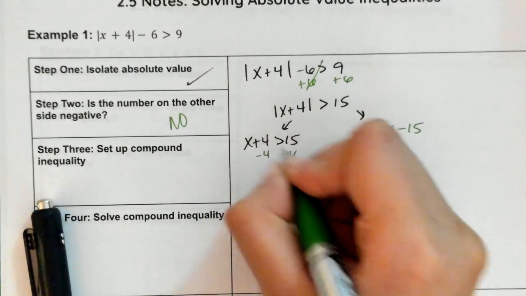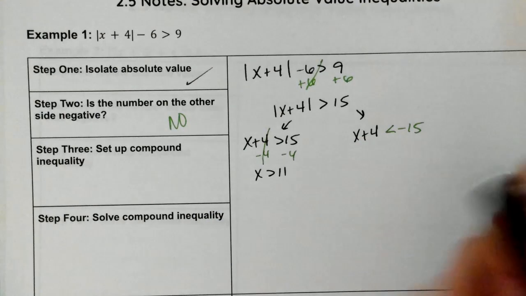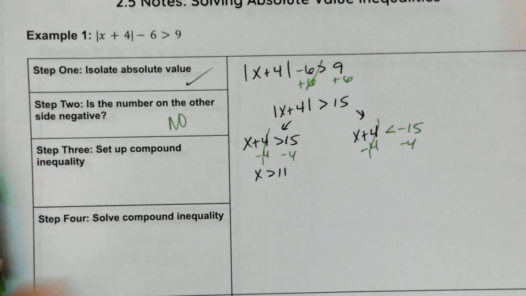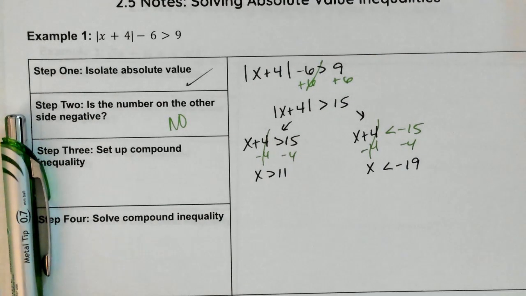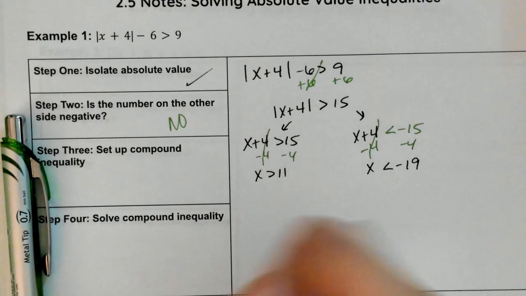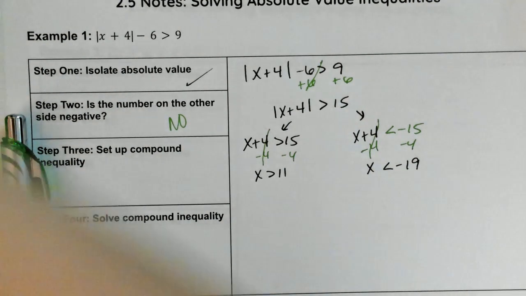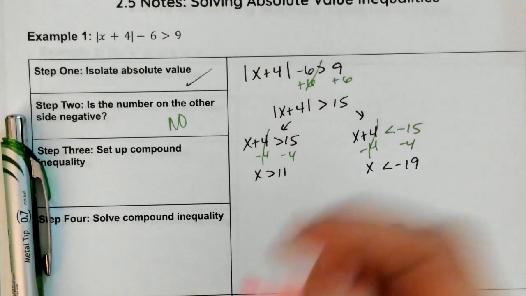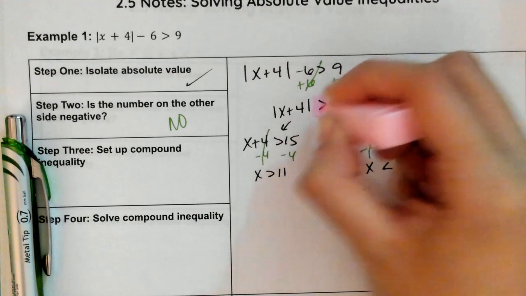Subtract 4 from both sides. X greater than 11. Subtract 4 from both sides. X less than negative 19. Now you might say, okay, this is my answer. Well, we have to write it either as an AND or OR case. And you can tell if it's an AND or OR case right before you separate, once you've isolated your absolute value. So not the beginning, once you've isolated it, you look at your symbol.